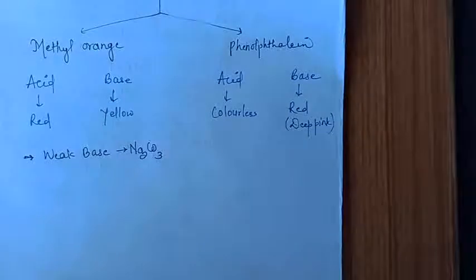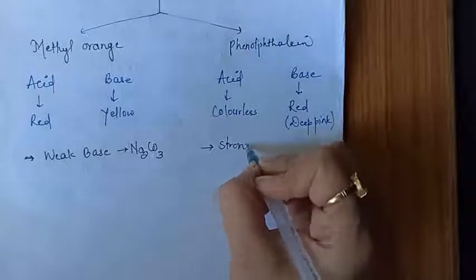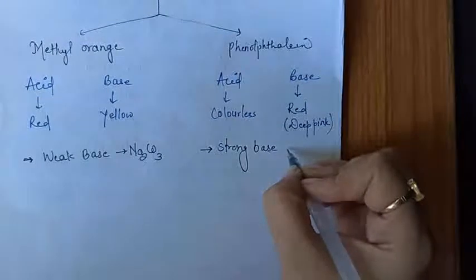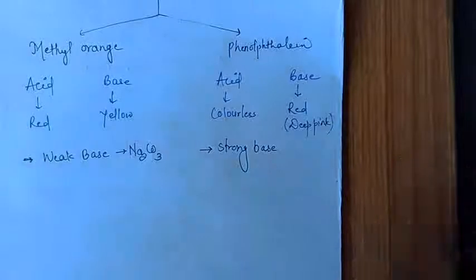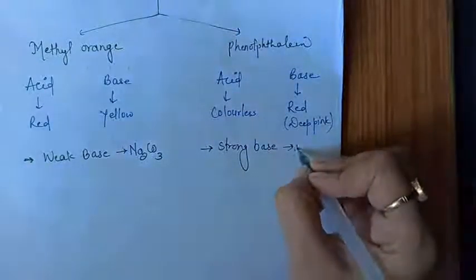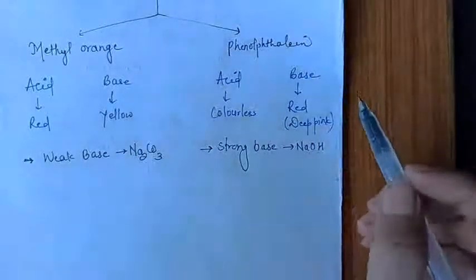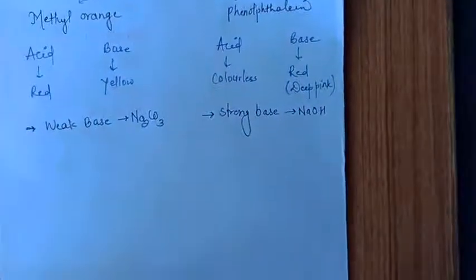But supposingly if you are using a strong base, then you will be using phenolphthalein. A strong base like NaOH. So if you are taking NaOH for the titration, then phenolphthalein will be used as an indicator. Now the question is again why we are taking phenolphthalein for a strong base. The answer is because phenolphthalein shows color change at higher pH. Okay.